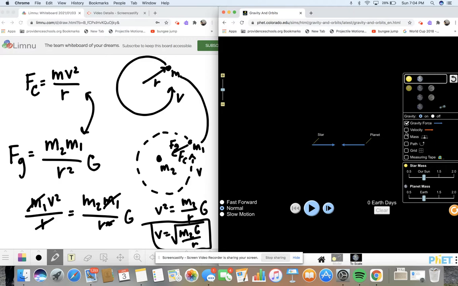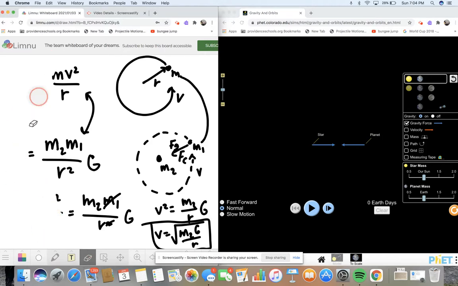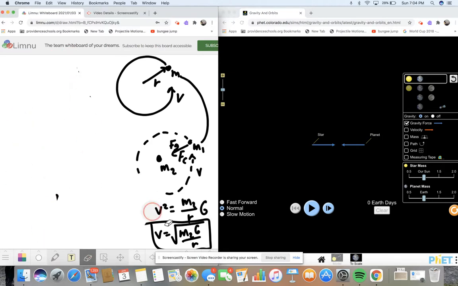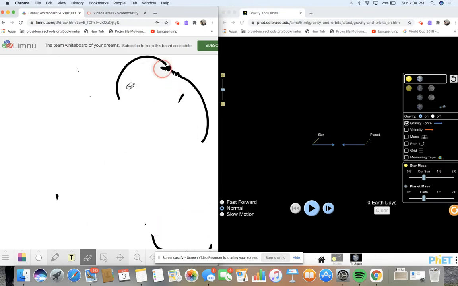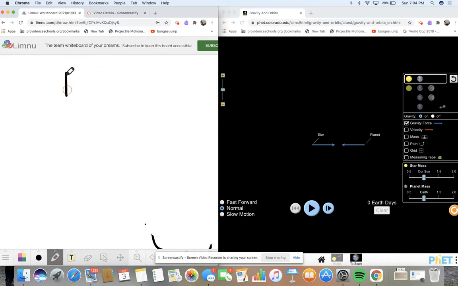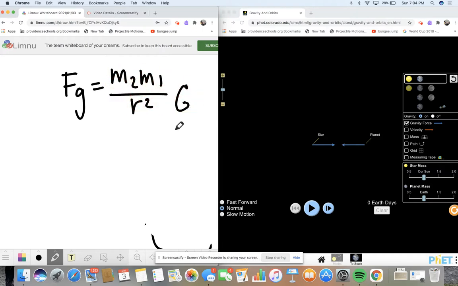And so actually this gravity force acting on it has a lot to do with the relative masses of the stars and the planet. And so let me just clear some space over here to talk a little bit about this. So we learned earlier on that this gravitational force is m2 m1 over r squared times g. So the mass of the sun, although in our model looks like they're kind of similar, the mass of the sun is actually way bigger than the mass of the planet.